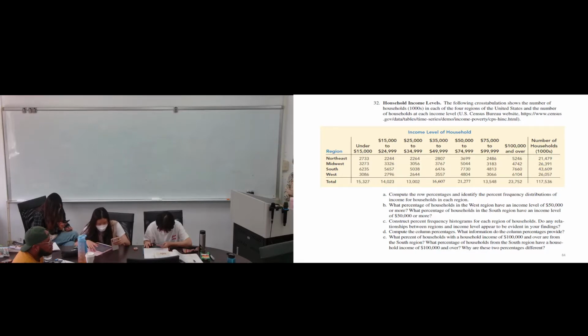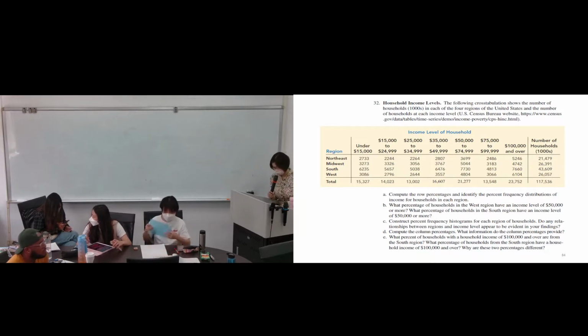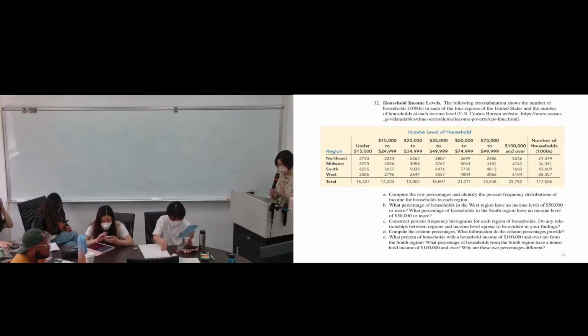Okay, so let's work on part A together. First we should compute the row percentage. And then we should draw 4 charts. Identify the percentage. Oh, sorry. We can also use the table to identify the percent frequency distribution of income for households for Northeast, Midwest, South, and West.